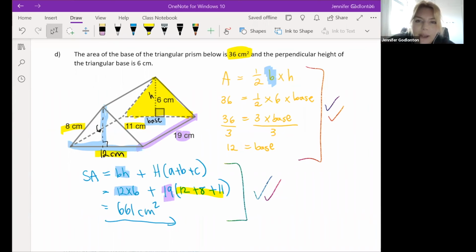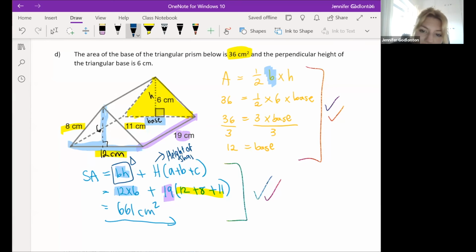Okay, so when you're looking, try and break it up into different sections. This base times height is always going to be of your triangle. So look at your triangle and look for the 2 sides that are perpendicular to each other. That's always going to be that base and that height. Then this big H is always going to be the height of the shape. And then this A plus B plus C is always going to be the 3 sides of the triangle. So think about it in those 3 sections. All right. Thanks. No problem.